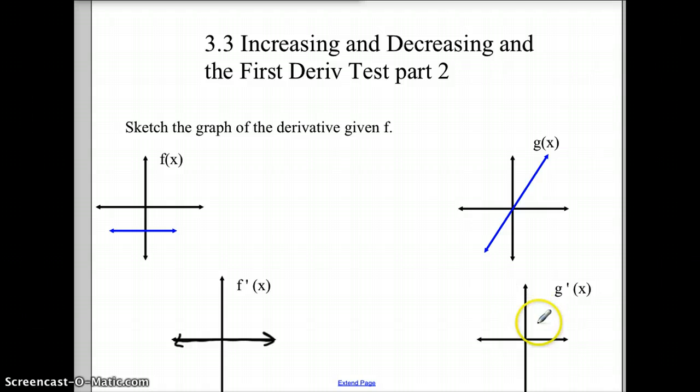And then over here, if this is the graph of g of x, this has a positive slope, maybe a slope of 1.5 or 2 maybe, and it's a constant slope, so everywhere on here would be the same value of the derivative. The derivative would be 2 here, 2 here, 2 here, 2 here. Everywhere on this line, the derivative would be 2. So we'll have a horizontal line at 2.